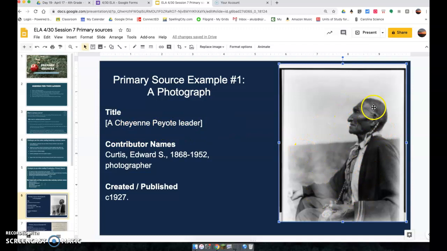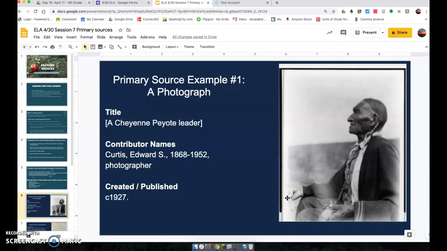I can notice the dress, the clothing that he wore. It looks like beadwork on the necklace there. It's definitely an older leader. I can tell by the wrinkles in his skin there. It was taken by Curtis, Edward S., and it was created or published, that means circa, 1927. So the photograph is from 1927.